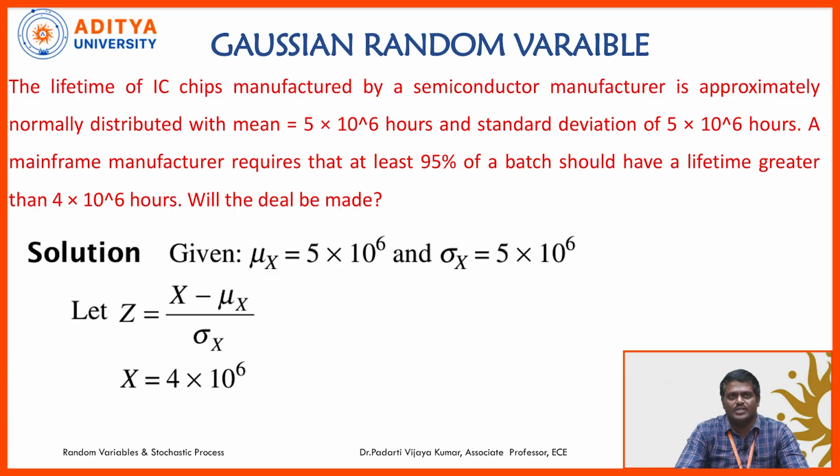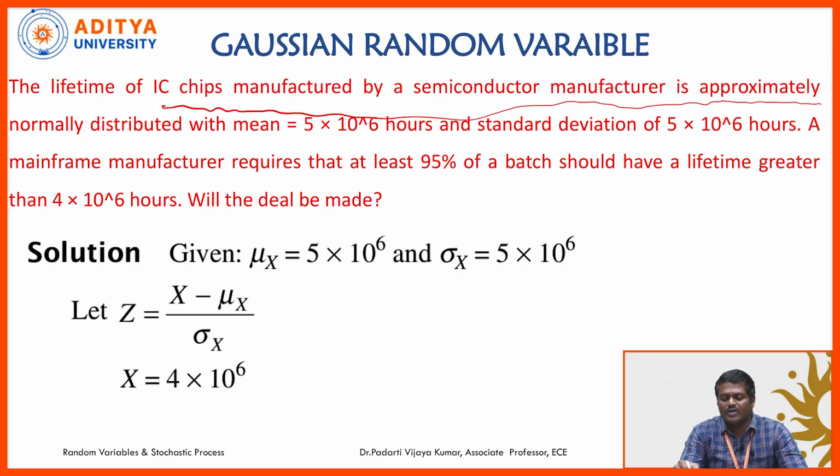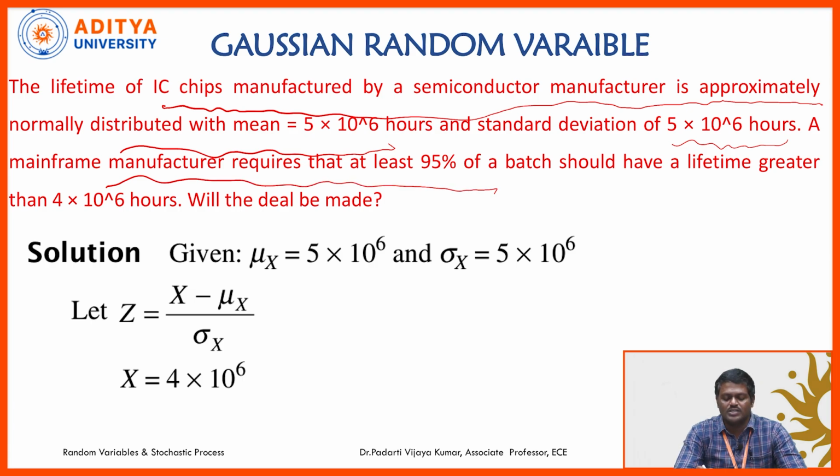Let us take one more example. Here the lifetime of integrated circuit chips manufactured by a semiconductor manufacturer is approximately normally distributed with a mean of 5 into 10 power 6 hours. The standard deviation is also 5 into 10 power 6 hours. A mainframe manufacturer requires that at least 95% of a batch should have lifetime greater than 4 into 10 power 6. So will the deal be made? Based on the given data, whether the deal will happen or not.